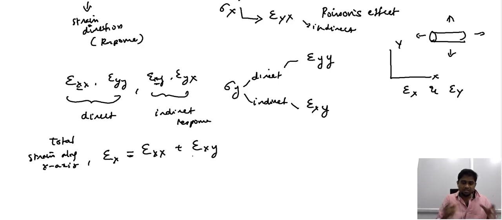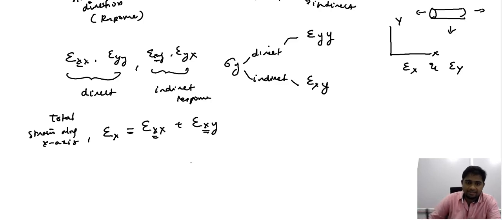So this is the total strain along the x-axis because we have an identical response direction. Now let us try to have an expression that also involves the two stresses, that is sigma x and sigma y, that bring about these four responses. So we now have an expression for the total strain along the x direction.